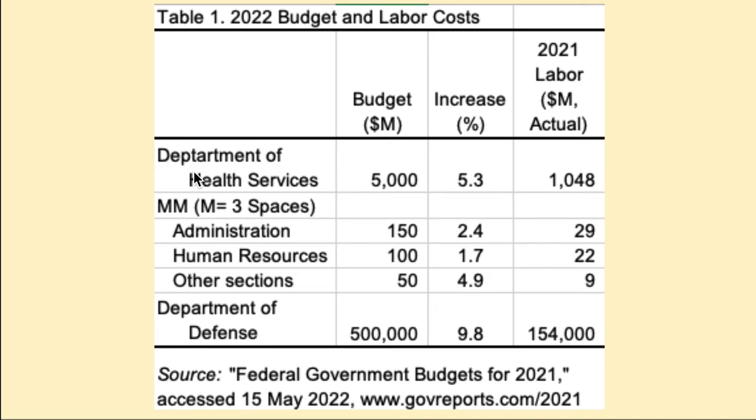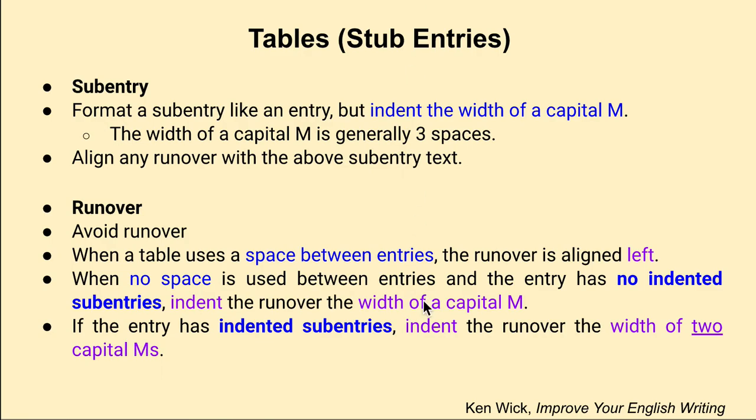Okay, but let's say you didn't have these sub-entries under Department of Health Services, you didn't have the Administration, Health, Resources, and other departments, then this run over would only need to be indented 3 spaces. You can see why there are these different rules of 1 M and 2 M's. You need to distinguish between what's run over and what's a sub item. So that's how you handle sub-entries and any run over.